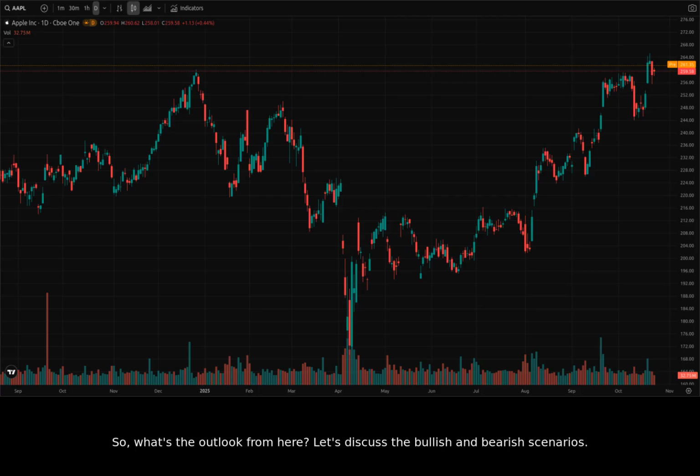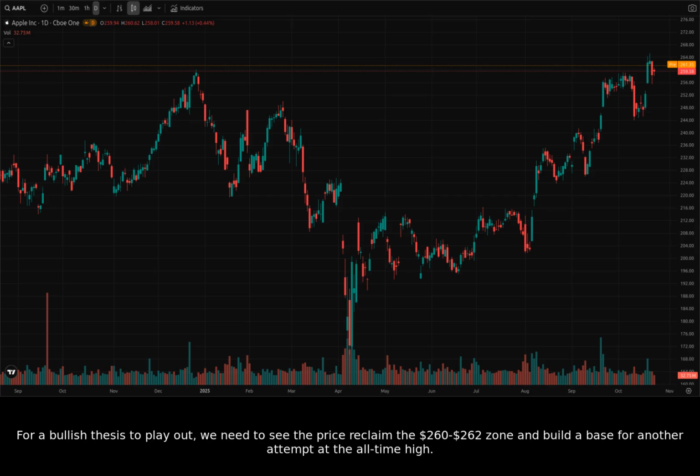So, what's the outlook from here? Let's discuss the bullish and bearish scenarios. The bullish case rests on the powerful fundamental story of the iPhone 17 supercycle. If strong sales are confirmed, the market may shrug off the regulatory noise. For a bullish thesis to play out, we need to see the price reclaim the $260 to $262 zone and build a base for another attempt at the all-time high.